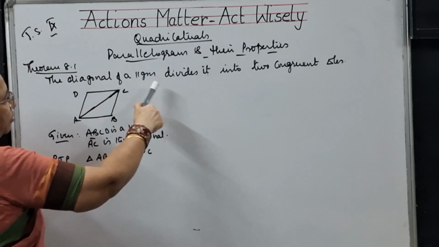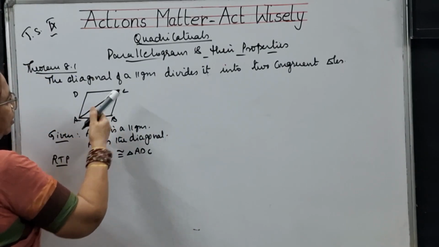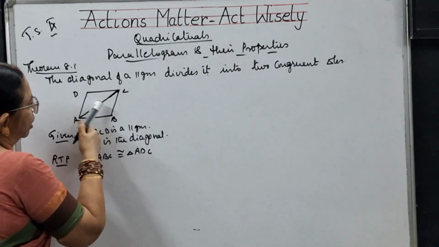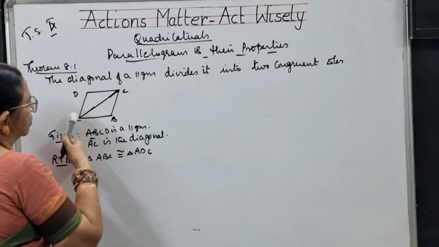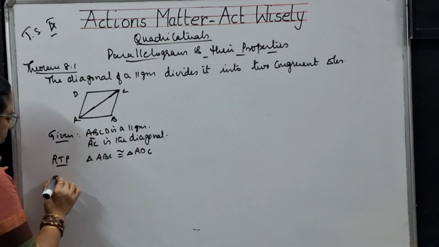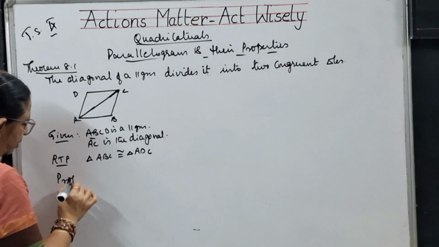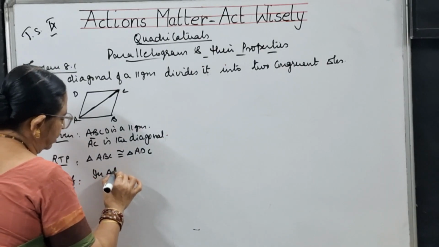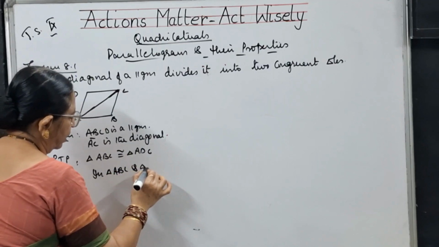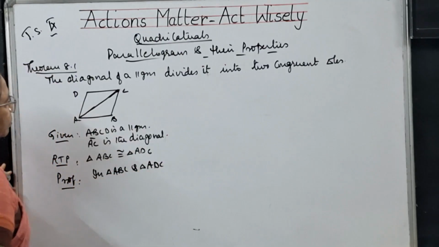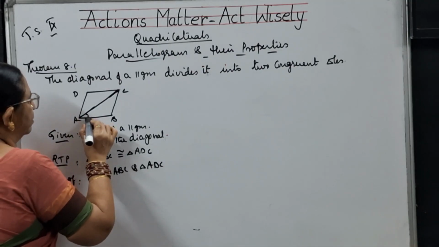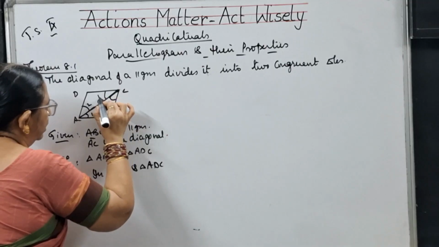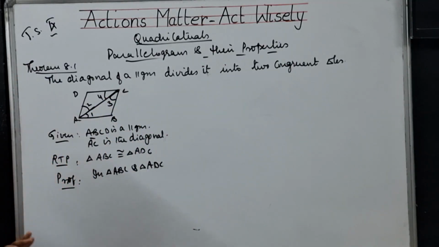The statement says the diagonal of a parallelogram. This is the diagonal. The diagonal of a parallelogram divides it into two congruent triangles. So triangle ABC is congruent to triangle ADC. You have to prove. So what is the proof? Let us see. The proof here is in triangle ABC and triangle ADC, in these two. Now let me call this as angle 1 and this as angle 2, angle 3, angle 4. This is easy for you to learn, children.